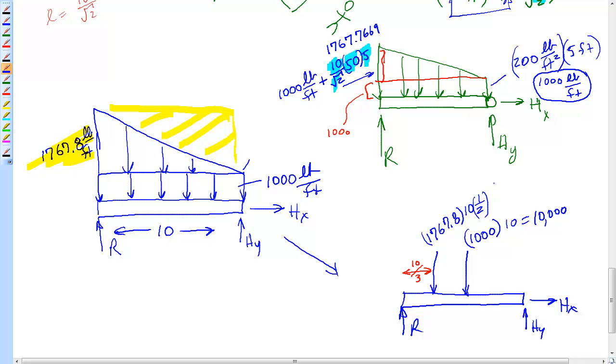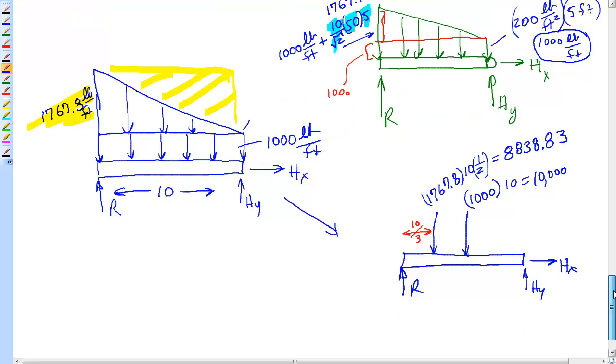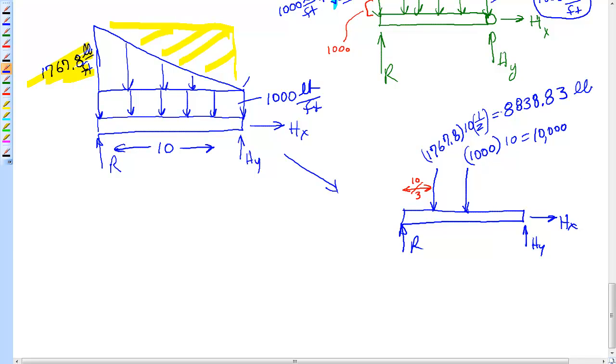And let me work on the calculator here. And I get about 8838.83 roughly pounds. Now my units here, this is pounds per running foot. That's my foot, and that's my ratio that cuts out that yellow part there. Now I've got my loads, I've got my locations. This is 5, by the way.